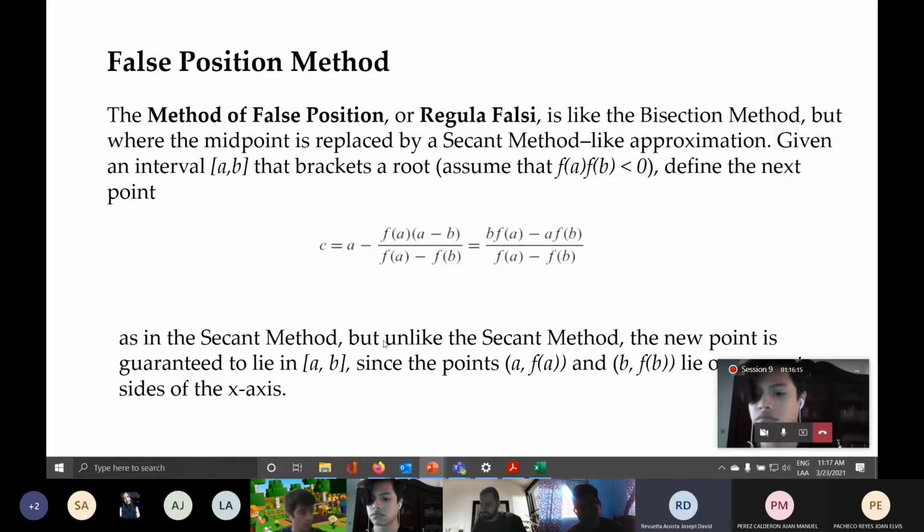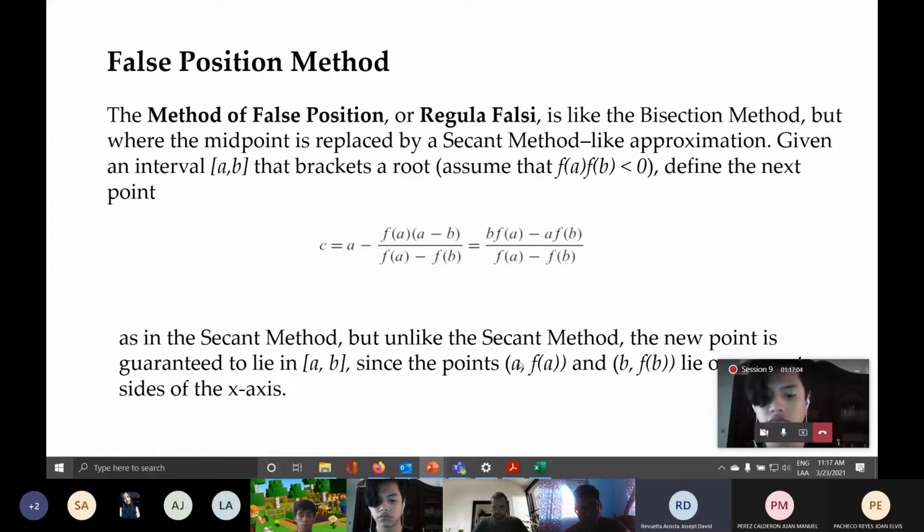As in the secant method, but unlike the secant method, the new point is guaranteed to lie between A and B. So what's the thing here? The false position method is an improvement of the secant method, because the secant method doesn't guarantee that the root we are providing is inside of the initial bracket that we want to approximate. Okay, that's a very important improvement. So regula falsi, or the false position method, guarantees that the root lies in the interval A and B that you are providing as initial guesses.